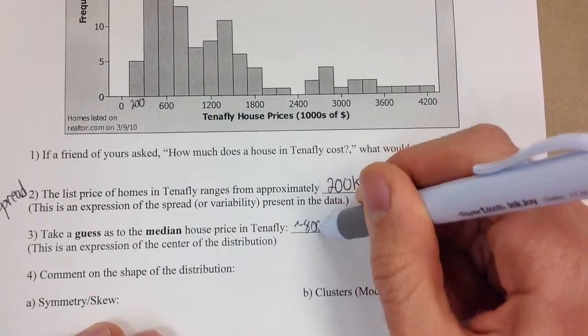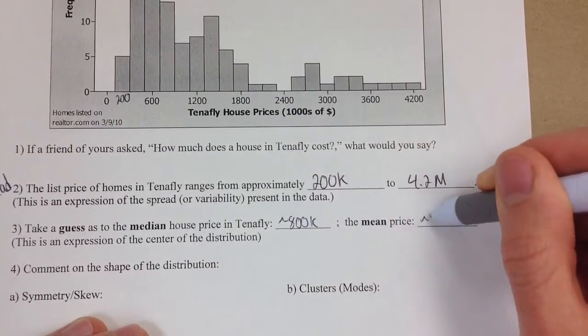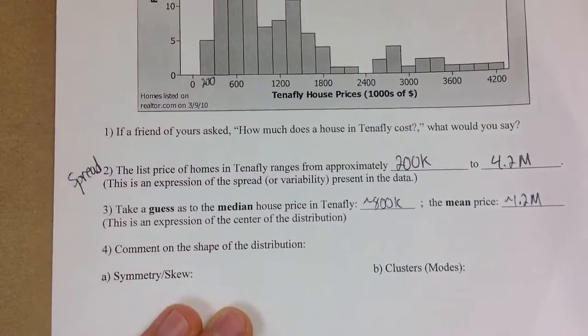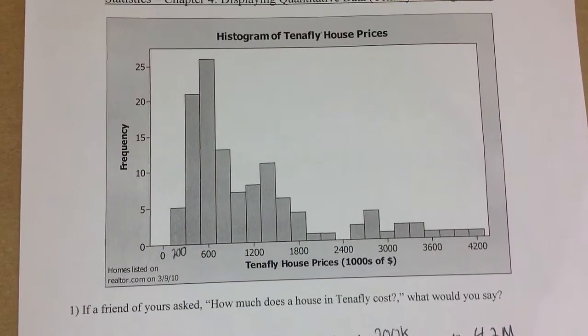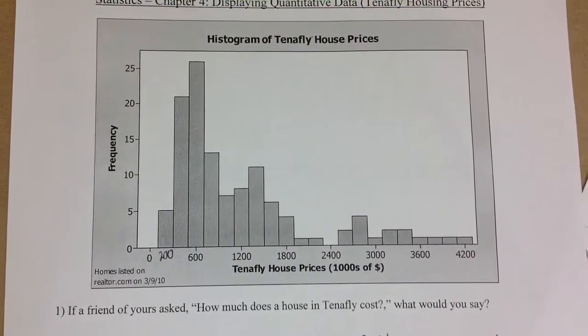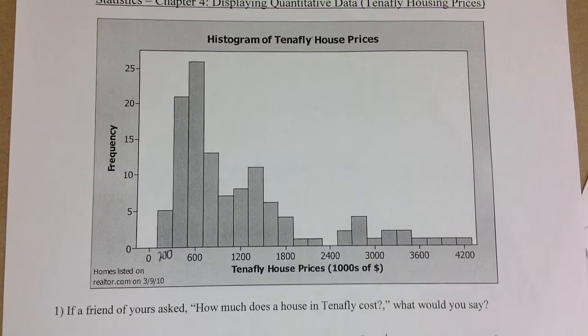So I'll just write down some numbers here. Is there a way to tell the difference between the median and the mean? Look at the skew. This one has extreme skew to the right, or extreme positive skew. The mean is going to follow that skew. The median, generally not affected by it. Okay?